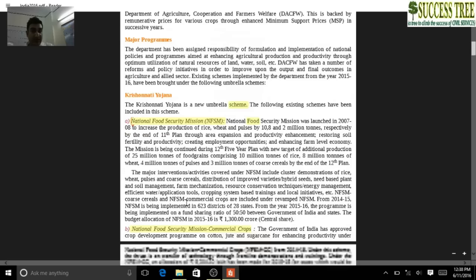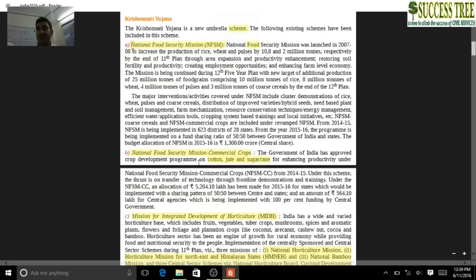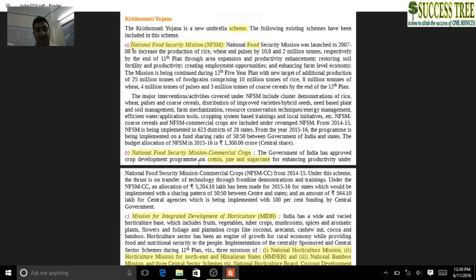Now you see in agriculture you have an umbrella scheme, that is Krishi Unnati, meaning development of agriculture. It includes many other schemes within this umbrella scheme. One is the National Food Security Mission. Then the National Food Security Mission for commercial crops. Which three commercial crops? Cotton, jute and sugarcane. You need to remember these.